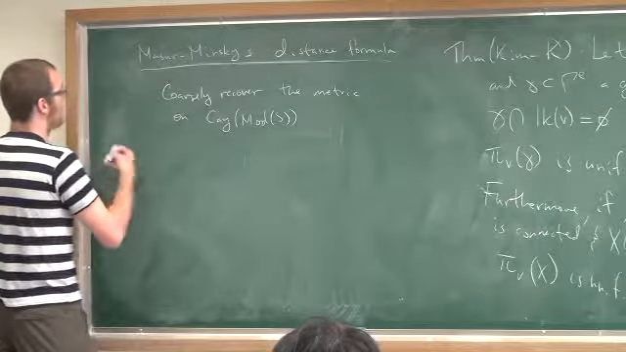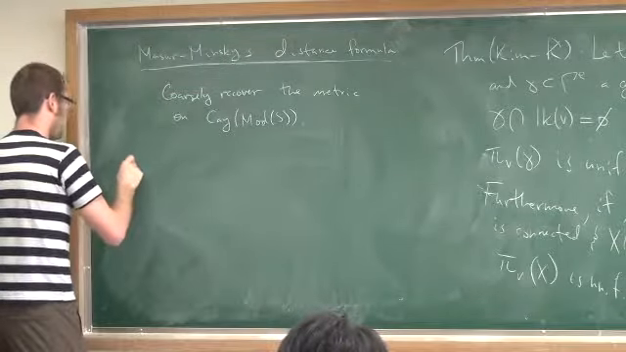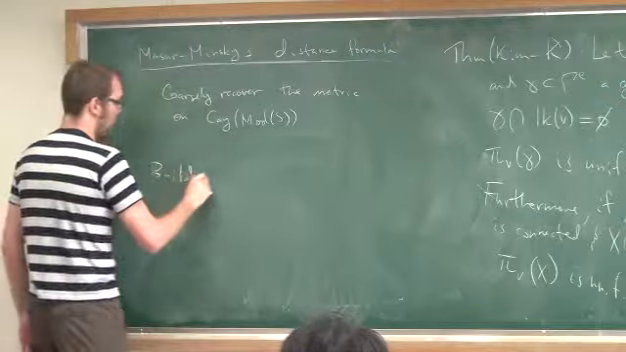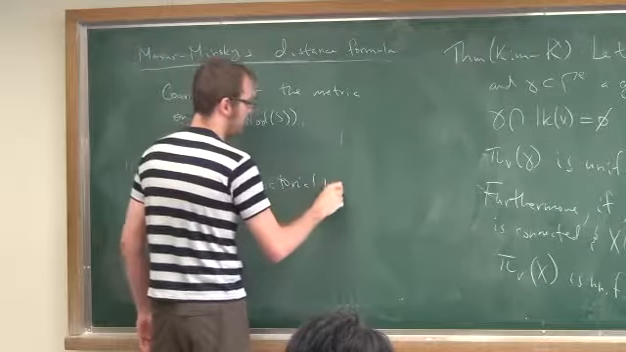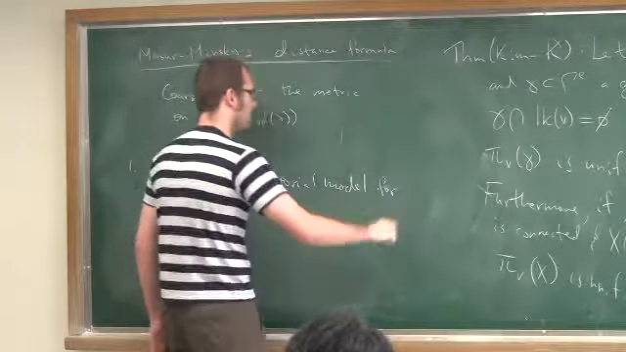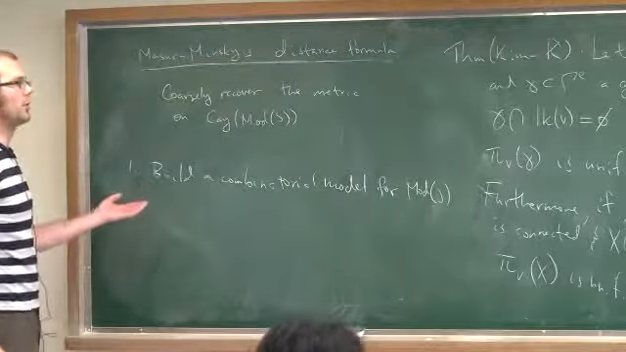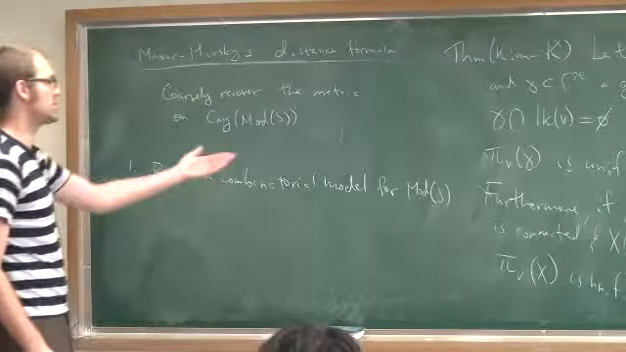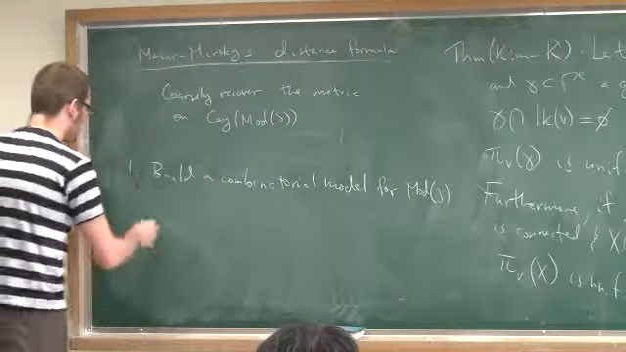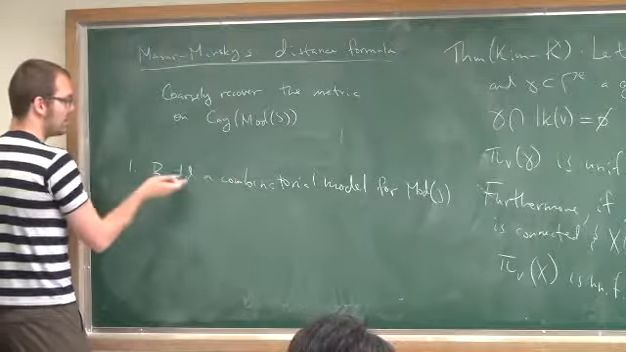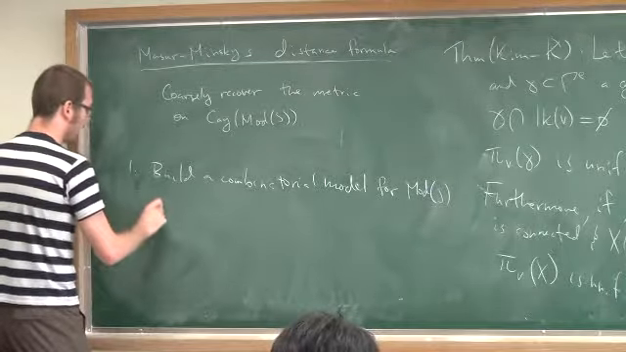So the idea of the distance formula is to first build a combinatorial model for the mapping class group. That is something which is more amenable to study through the curve graph than just the Cayley graph with its word metric. So the answer to this problem of building such a combinatorial model is answered by the marking graph.